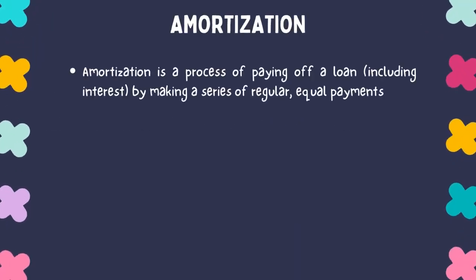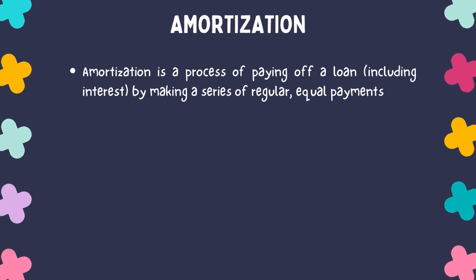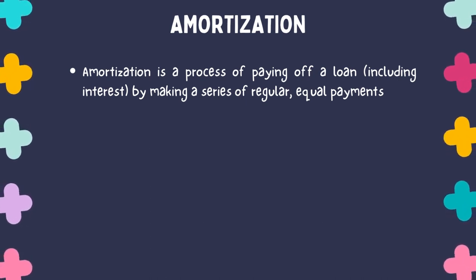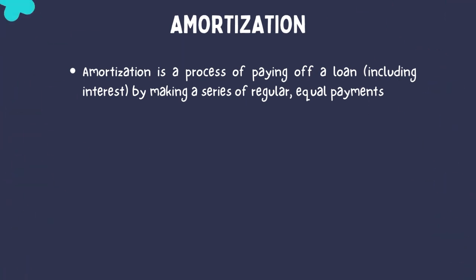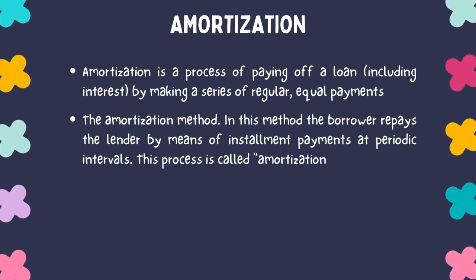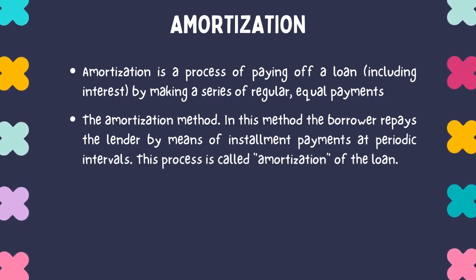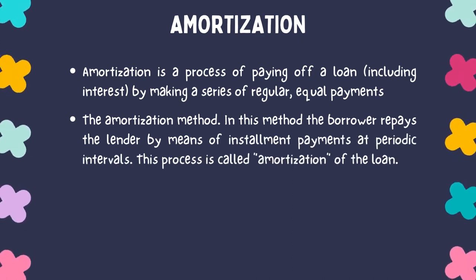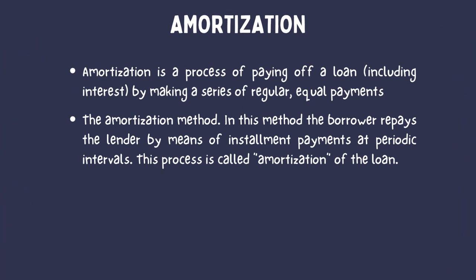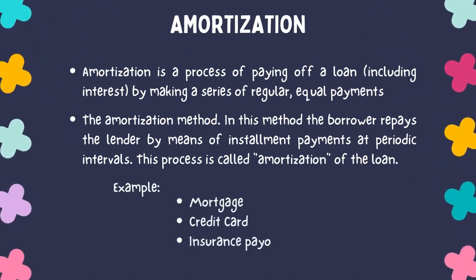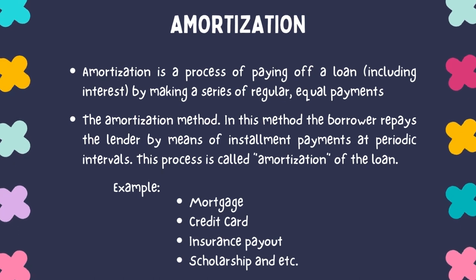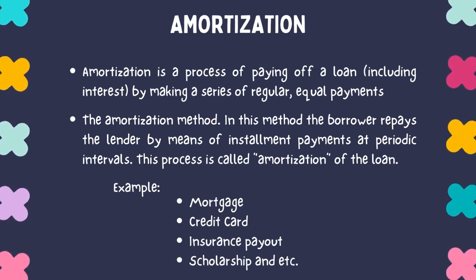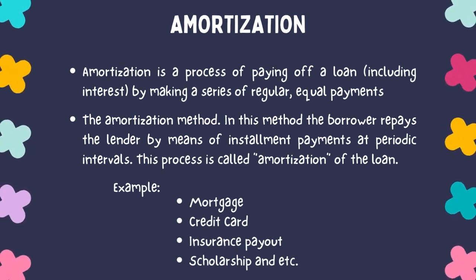So for our next topic is amortization. Amortization is a process of paying off a loan including interest by making a series of regular equal payments. The amortization method, in this method the borrower repays the lender by means of installment payments at periodic intervals. This process is called amortization of the loan. So to understand further about amortization, we will provide a series of examples.